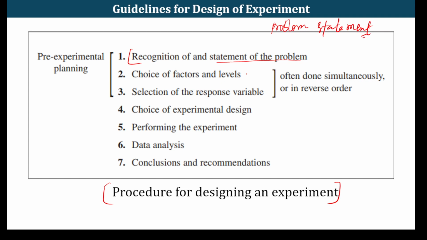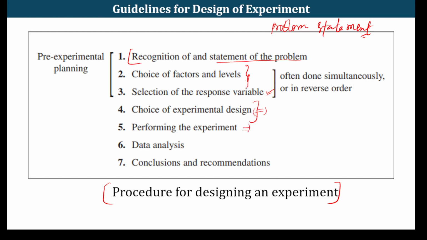Problem statement. Then choice of factor and level. Then selection of the response variable. So there are three things we have to know: what our problem statement is, what the key factors are, and what the output variable is. Then we are going to check which experimental design we have to go with. Maybe factorial, either full factorial or fractional factorial, or maybe first order, second order.